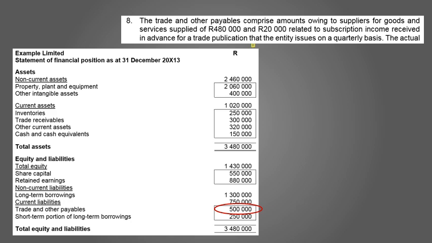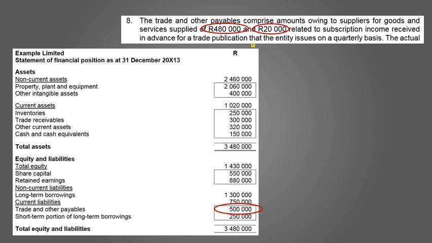Next, we have trade and other payables. In additional info part 8, we see that trade and other payables comprise amounts owing to suppliers for goods and services of 480,000 and 20,000 that relate to subscription income received in advance.